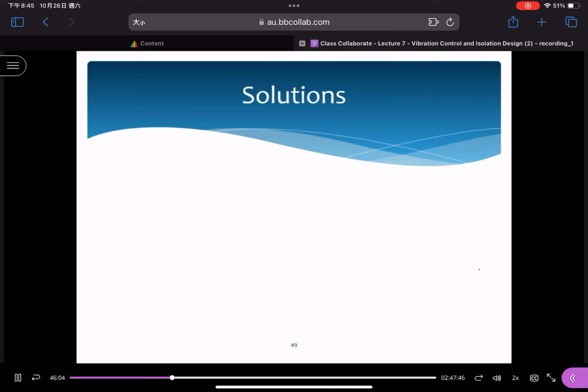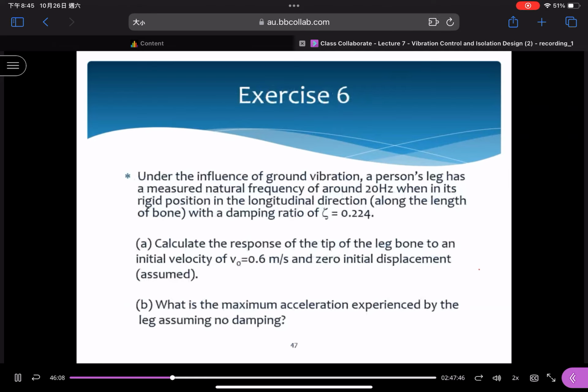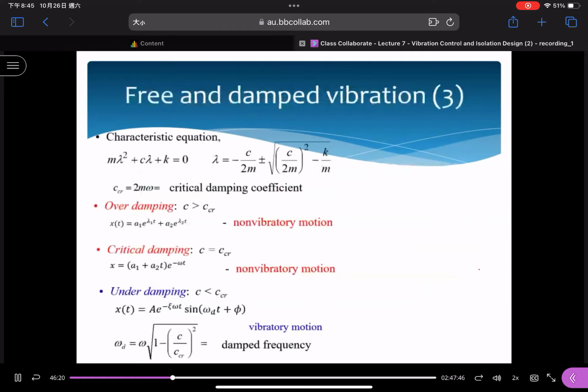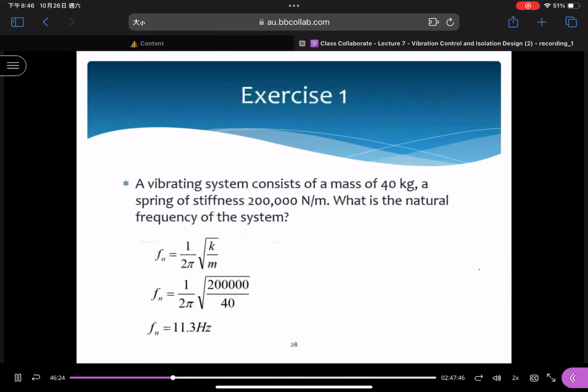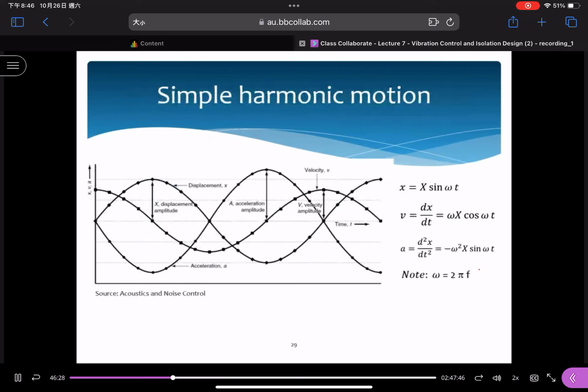How about the second question? The second question is to find out the maximum accelerations that can be experienced by the leg, assuming no damping. How to find out maximum acceleration? What is the meaning of maximum acceleration? You may go back to this one. This figure shows a simple harmonic motion. This is the displacement amplitude, this is the velocity amplitude, and this is the acceleration amplitude. What is the maximum acceleration? The maximum acceleration is omega square s.